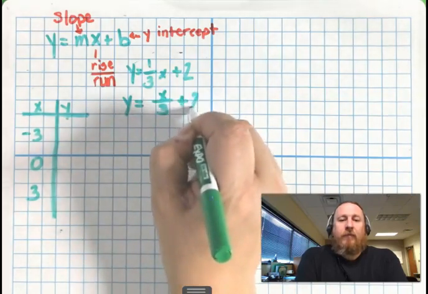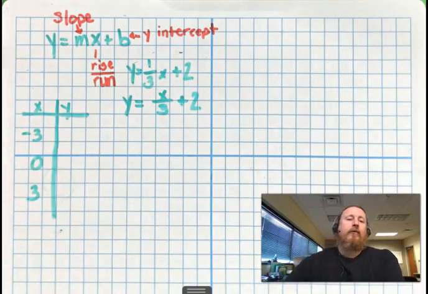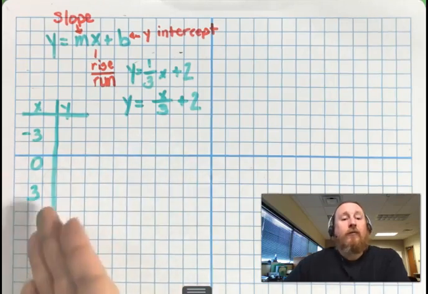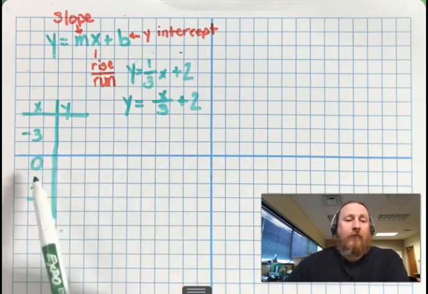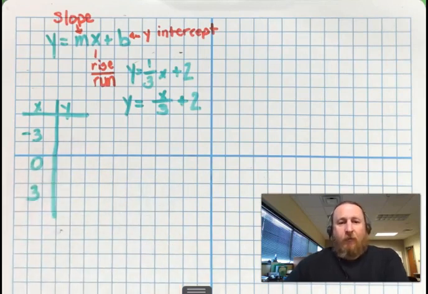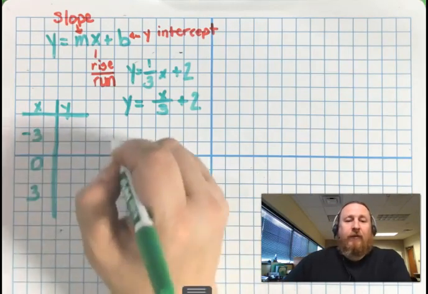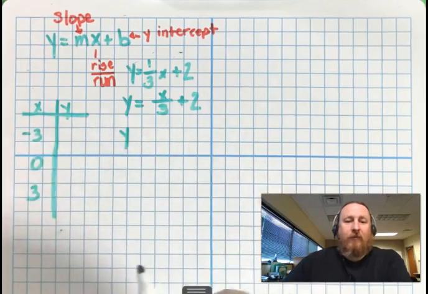Also note for this equation, instead of using a range of -2 to +2, we're going to use -3, 0, and 3. These are multiples of 3 and will save us from having to graph a fraction. So our first value we are going to solve for is x equals -3. So we plug x equals -3 into the equation.